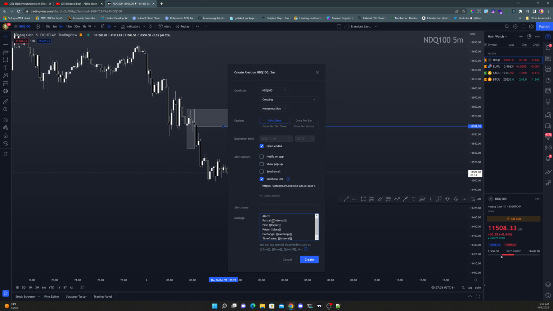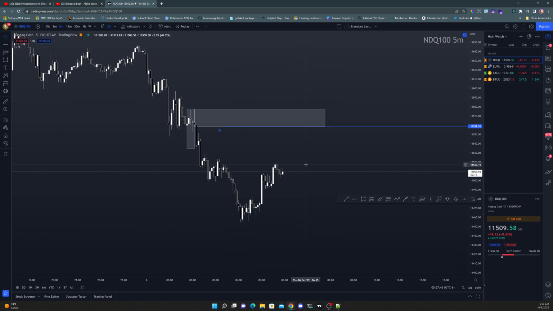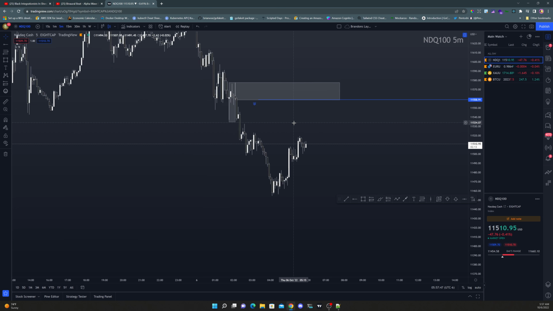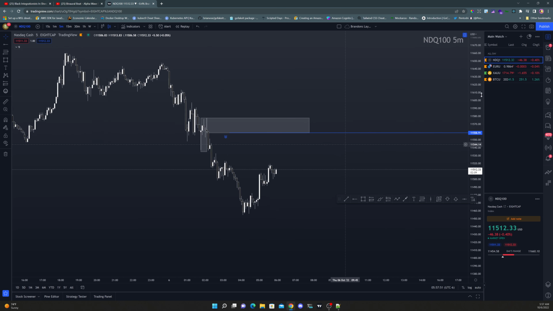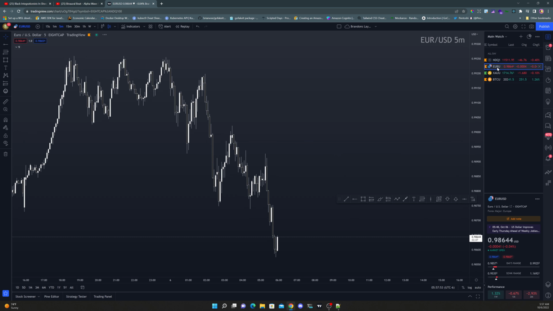All right, so we're going to go ahead and call this a supply zone. Let's go supply zone. Boom. Hit create. Great. So now we have an area that we want to look for trades off of. Once it hits that alert, we can go ahead and confirm on a lower time frame.